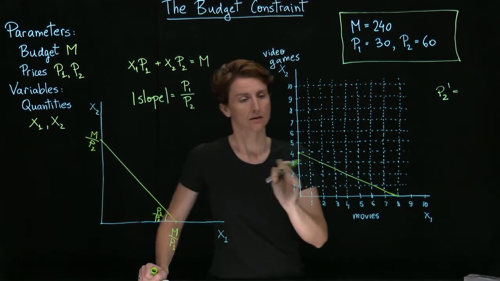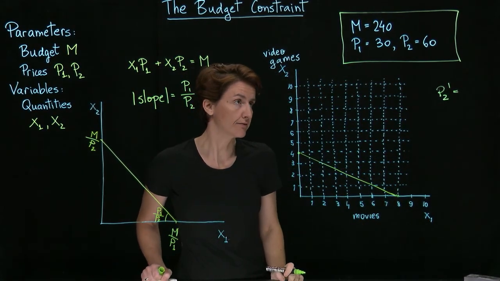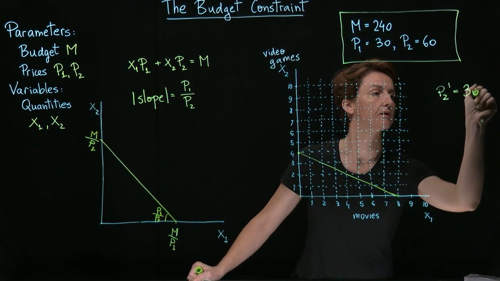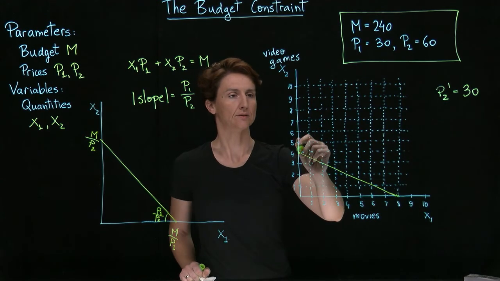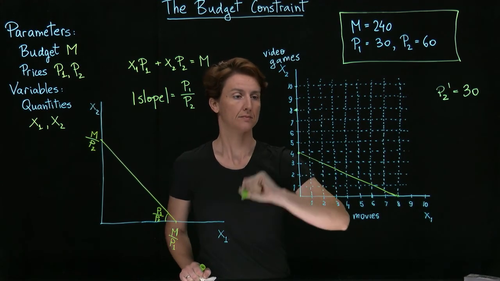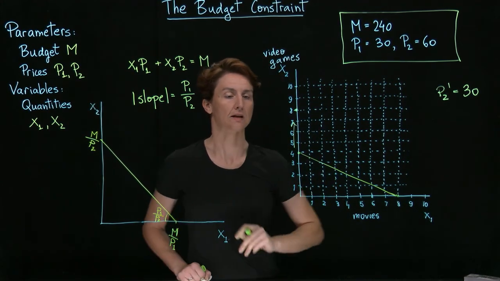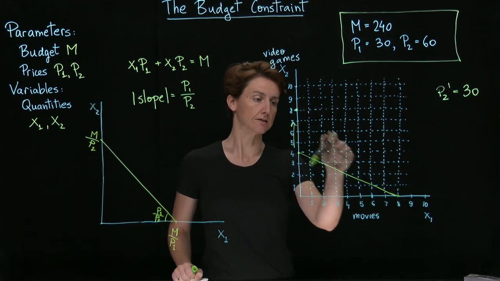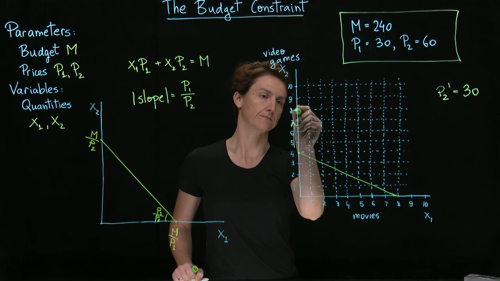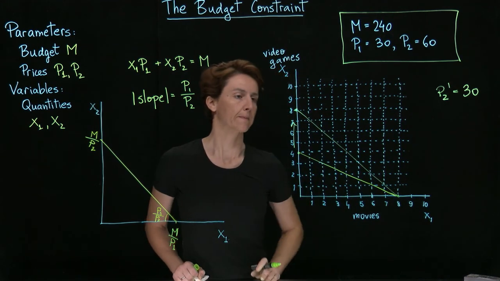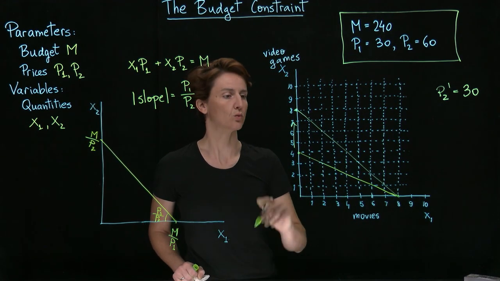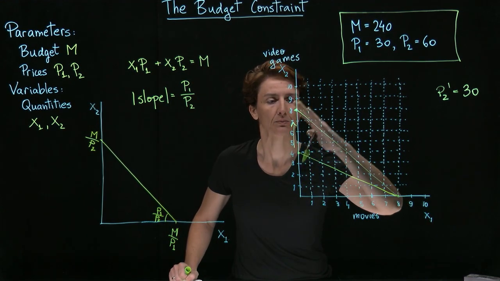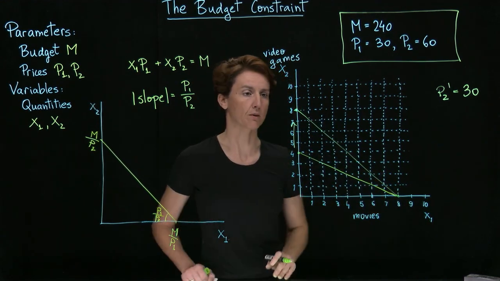What if instead we have a change in the price of good 2? Suppose that video games went on sale for 50% off. Now we could afford at most 8 of them. So this intercept would shift up. This intercept would not change. Instead, the slope is changing. And so in general, when there's a change in the price of good 2, the budget constraint will pivot around the intersection with the opposite axis.